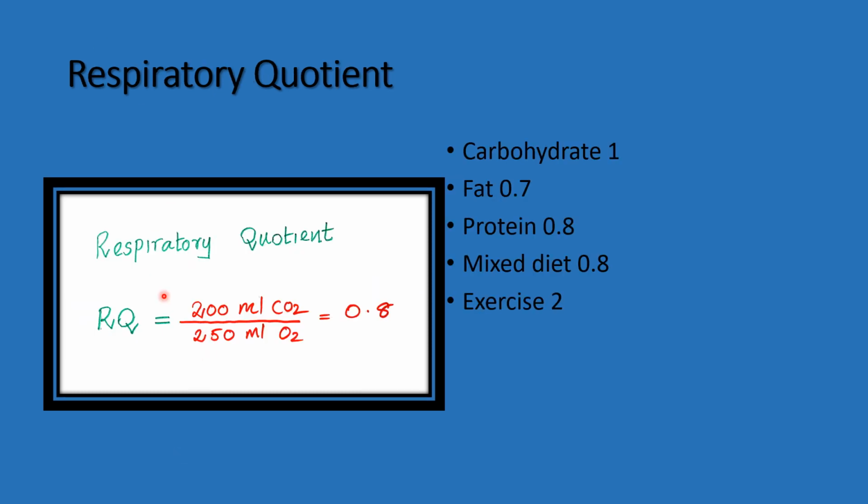Respiratory quotient is the ratio between the carbon dioxide output and oxygen consumption in the body per minute. The respiratory quotient is 0.8. It is dependent on the type of food consumed. For carbohydrate the respiratory quotient is 1, for fat it is 0.7, for protein 0.8, and for a mixed diet 0.8. During exercise, in spite of inadequate oxygen, a larger amount of carbon dioxide is produced due to tissue metabolic activity. So the respiratory quotient is more during exercise.